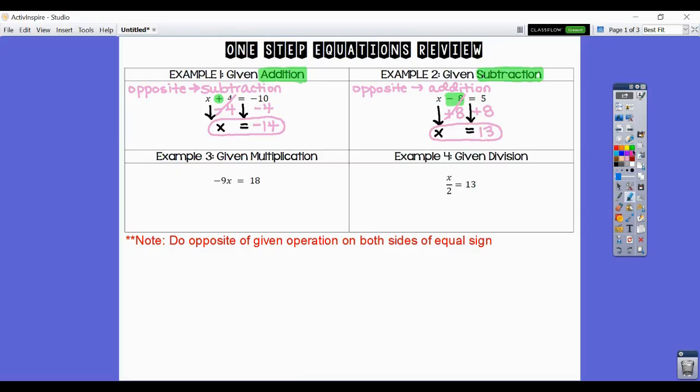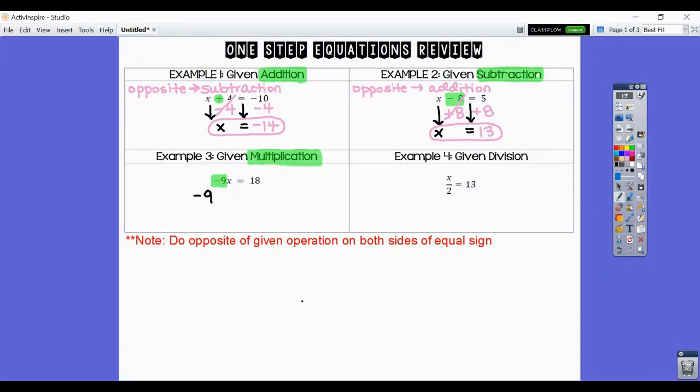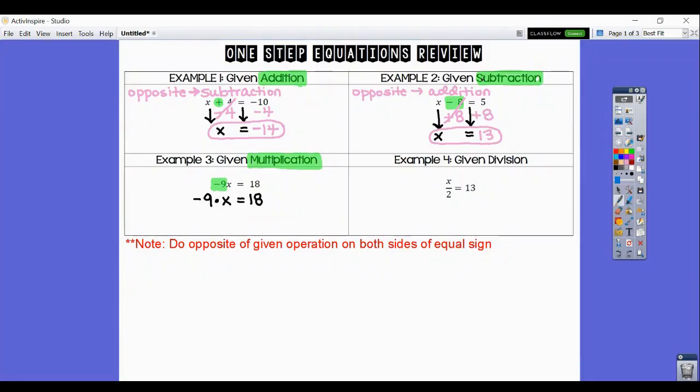Next, we have a problem where we're given multiplication next to our variable. It doesn't look like it here, but when you have a negative 9 next to your variable, it can be seen or read as negative 9 times x. Very rarely you'll see the multiplication between the two. You'll just have them written next to each other. But know that when you have a number written right next to the variable, it is combined with multiplication there.